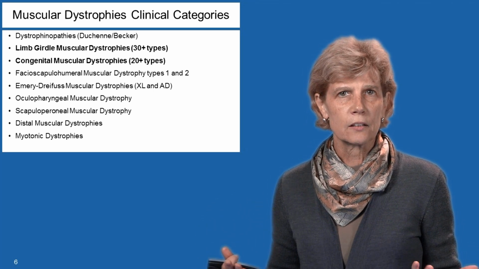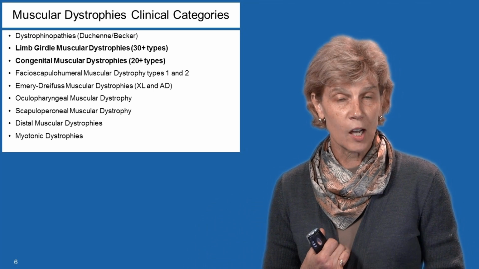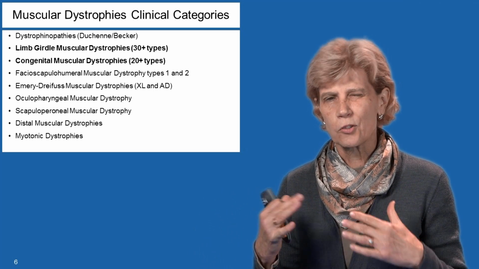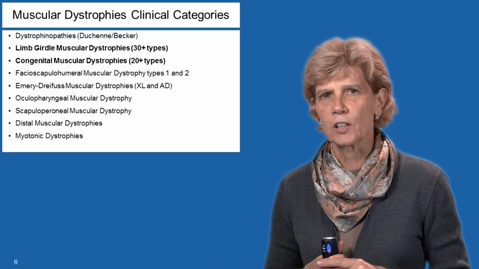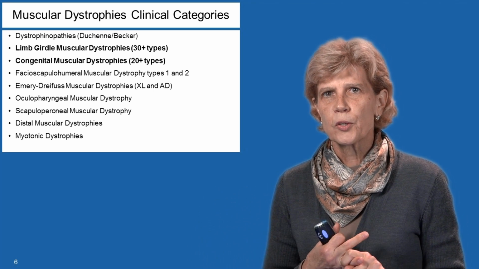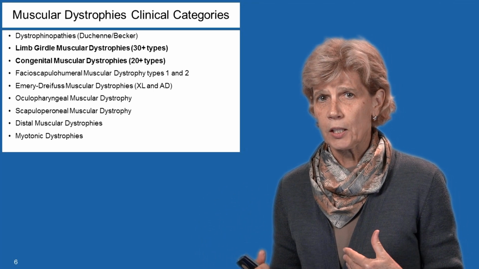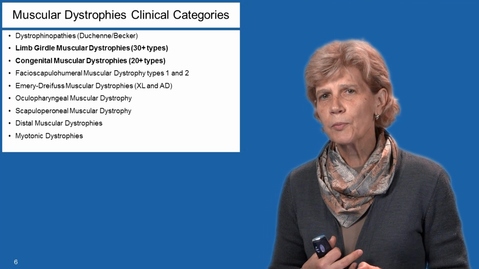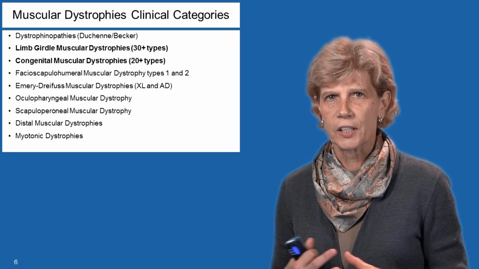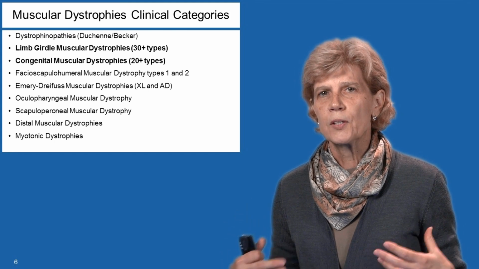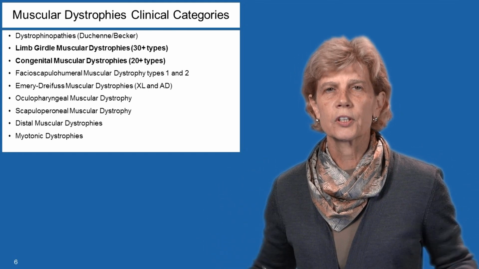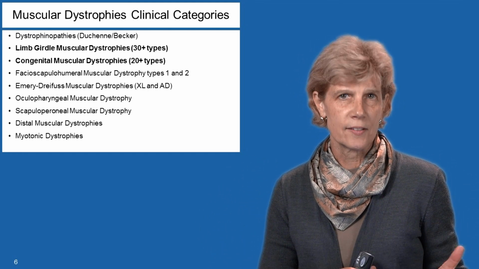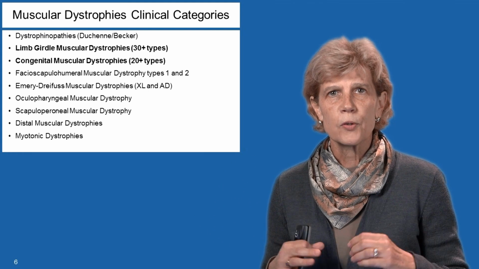So then we go to the clinical categories. The dystrophinopathies, or Duchenne and Becker muscular dystrophy, are usually viewed as a separate category, although, strictly speaking, they fit into the larger category of limb-girdle muscular dystrophies. The disorders we're going to be talking about today, the dystroglycanopathies, are limb-girdle and congenital muscular dystrophies. You notice that among the limb-girdle muscular dystrophies, there are more than 30 types. Limb-girdle muscular dystrophy means that there is early weakness of the shoulder girdles and the hips. Congenital muscular dystrophy, I'll talk about a little bit later, means early onset muscular dystrophy. So both of those have a number of types.